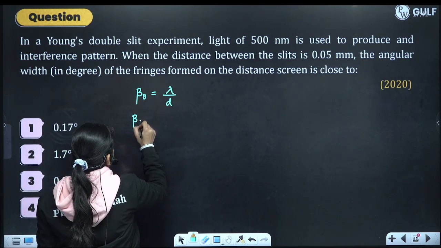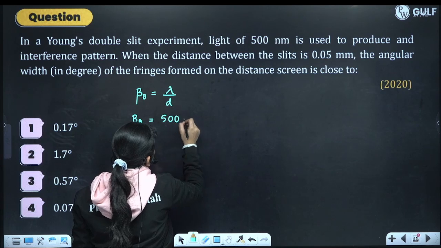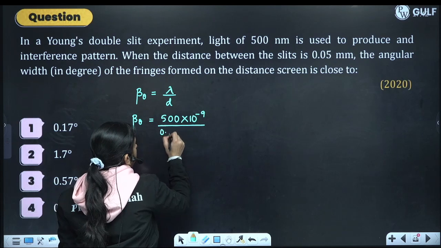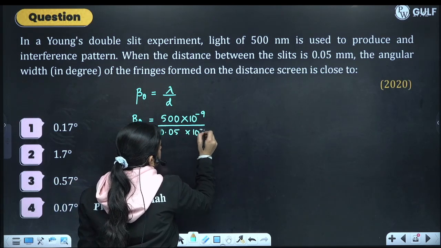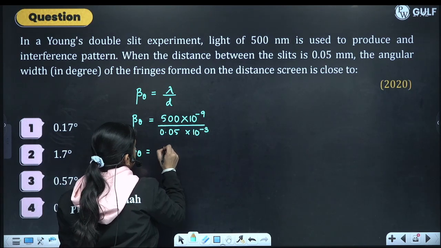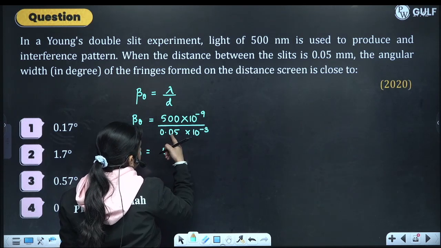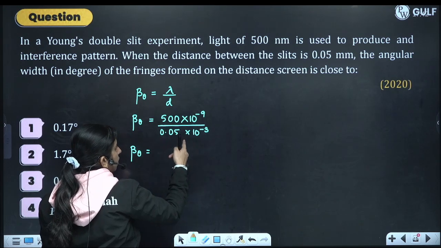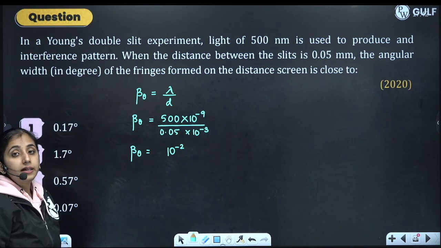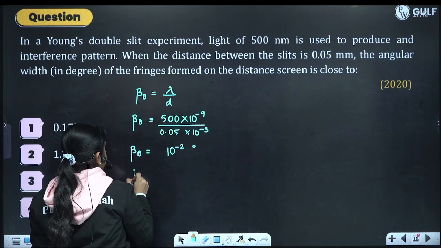So delta theta is equal to lambda, which is given as 500 nanometers, divided by 0.05 millimeters. Okay, so we will get delta theta as 5 by 5, this will get cancelled. So we will get 5 into 10 to the power minus 7 and 10 to the power minus 2. We will get delta theta as 10 to the power minus 2, that is 0.01.